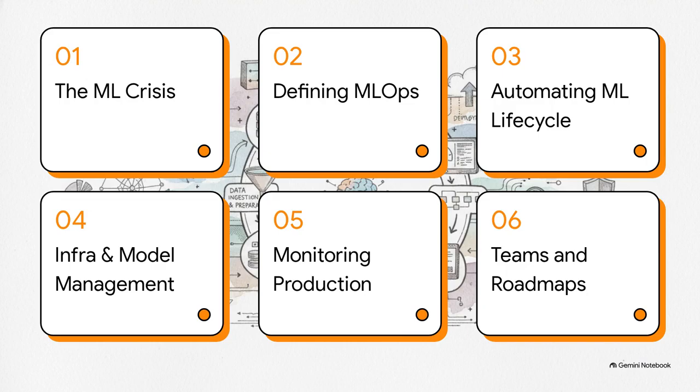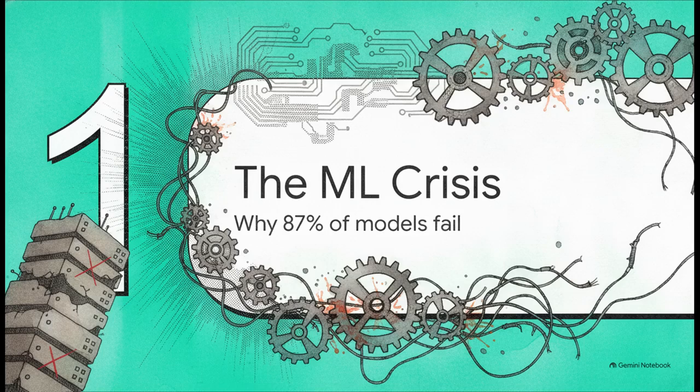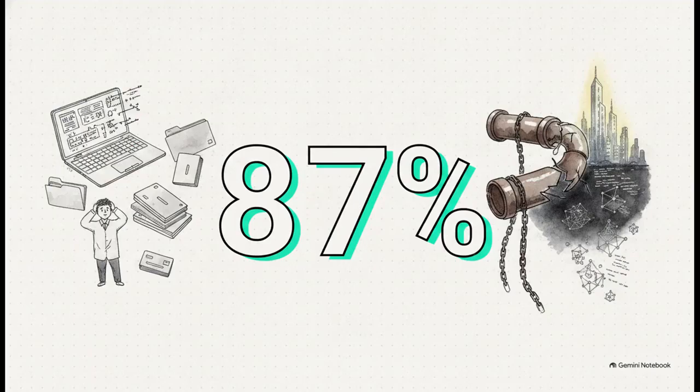So here is our roadmap for today's explainer. 1. The machine learning crisis. 2. Defining the MLOps solution. 3. Automating the ML lifecycle. 4. Infrastructure and model management. 5. Monitoring for production success. And finally, 6. Building teams and roadmaps. Let's get into it. Starting off with Section 1, the machine learning crisis.